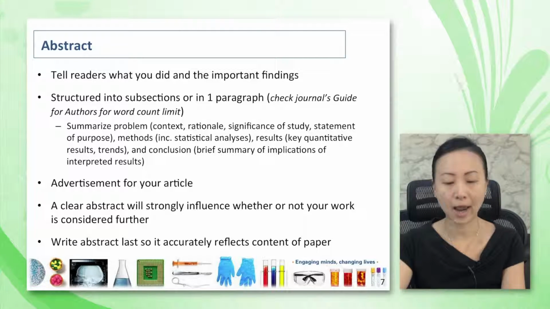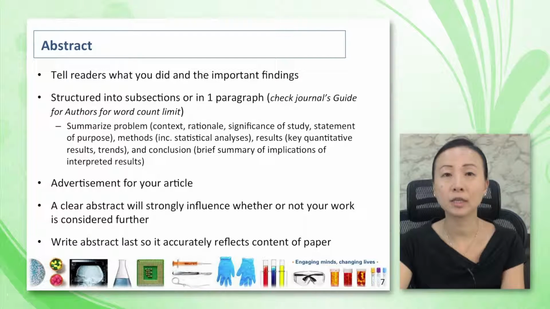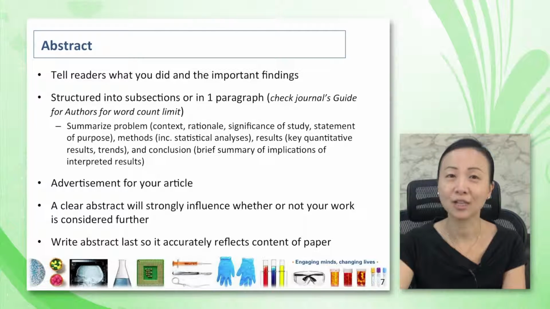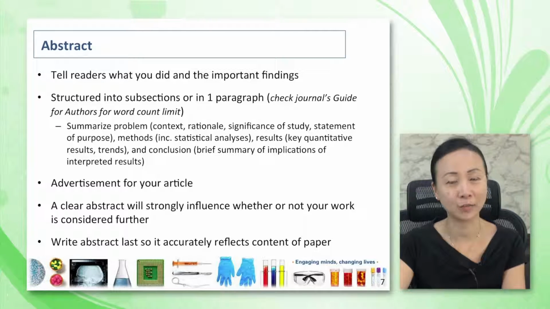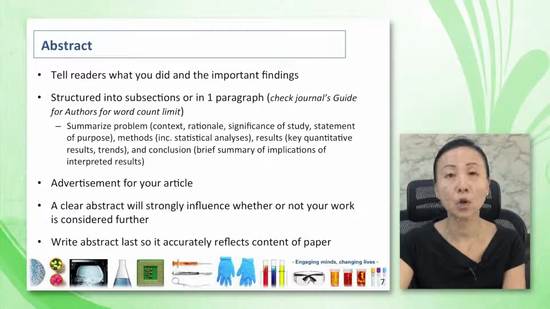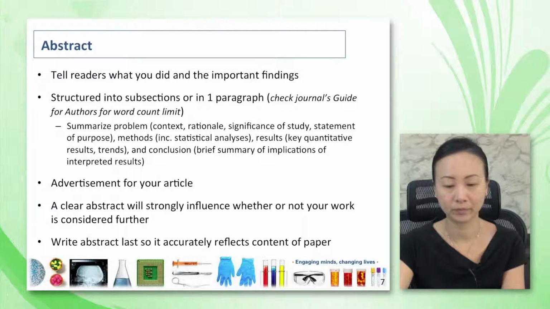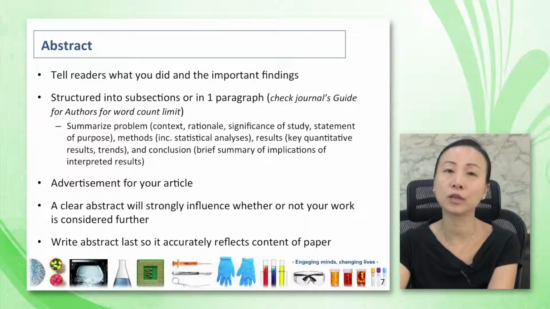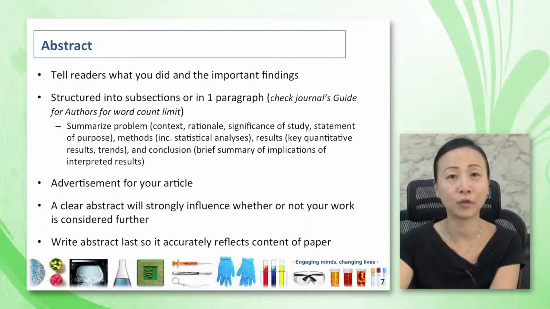The abstract acts as an advertisement for your article because it is freely available via search and indexing, so you want to make it as catchy and impactful as possible. An abstract that is written clearly will strongly encourage the reader to read the rest of your paper. As already mentioned, it may be best to write the abstract almost last so that it accurately reflects the content of your paper.